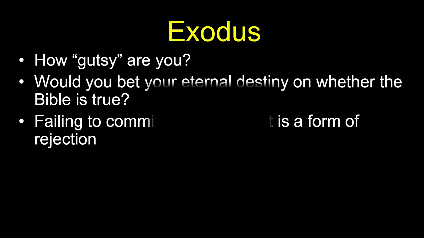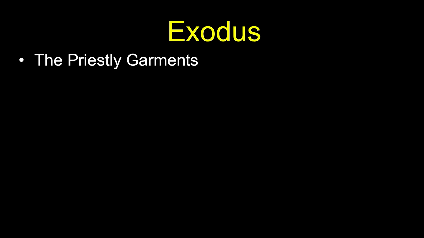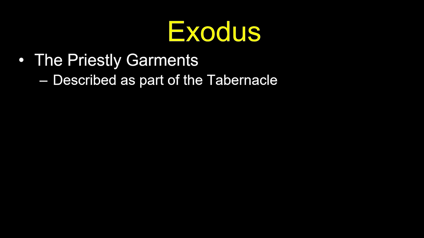But let's move on. Another major chunk of the book of Exodus deals now with the priestly garments. And it's not my intention to get into that in detail, because there's a lot of stuff there. I'll just make a few random observations. It's interesting to note that the way the book of Exodus is organized, the introduction and the description of the priestly garments are treated as part of the tabernacle.